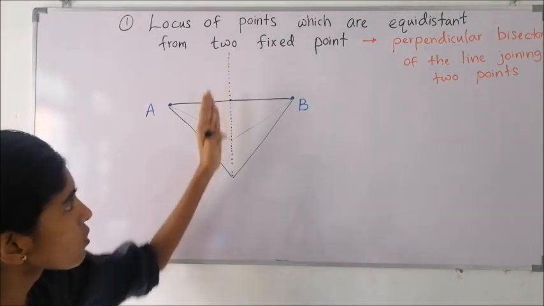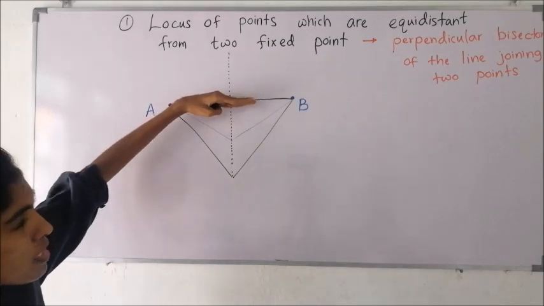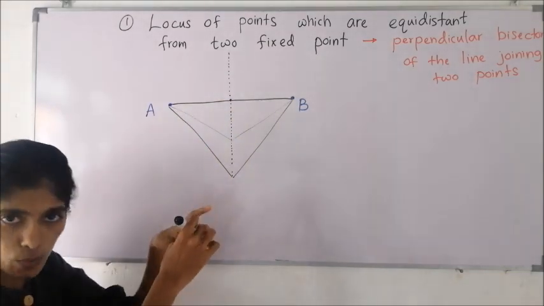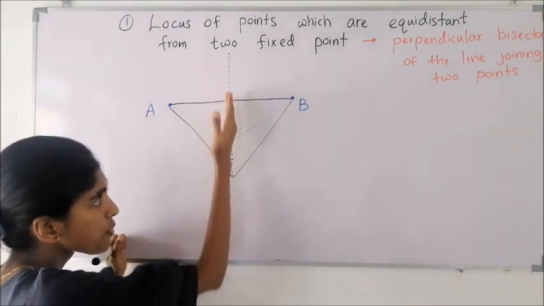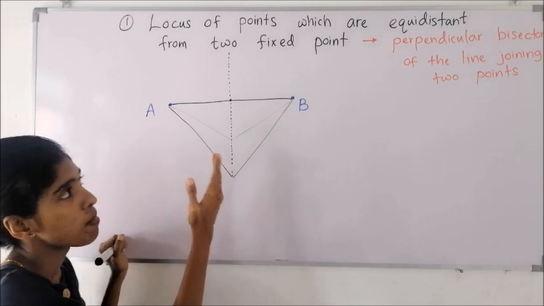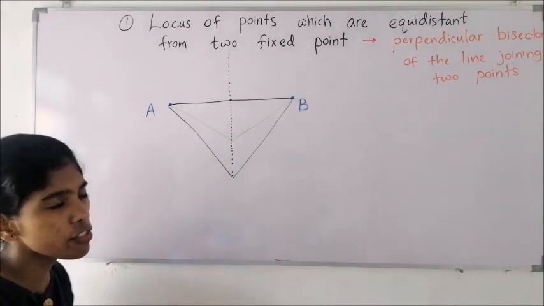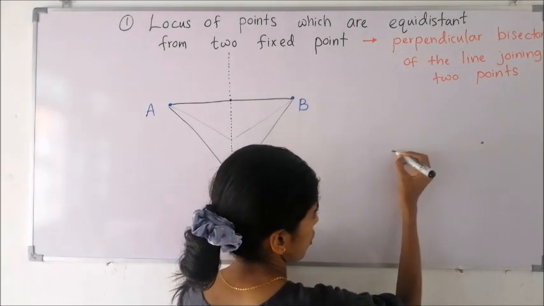How do we get this result? By the perpendicular bisector of this straight line. We have joined the two given fixed points with the help of a ruler. Then we can draw the perpendicular bisector of the AB line. How do we construct a perpendicular bisector? Here I will show you the construction.